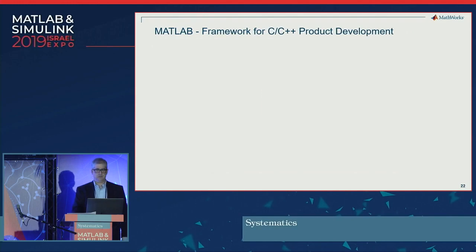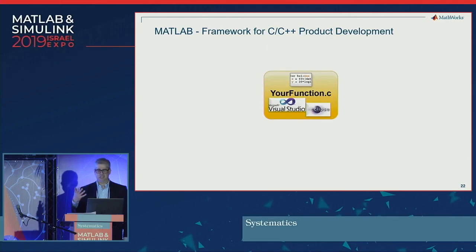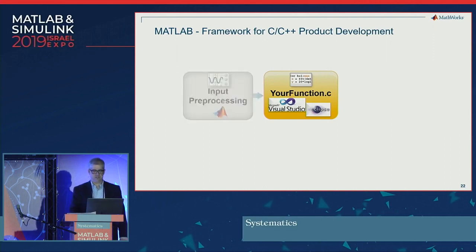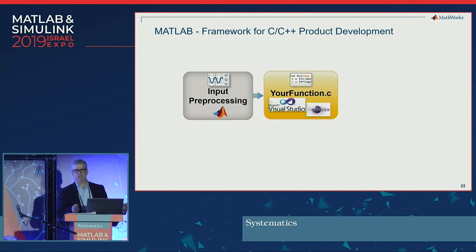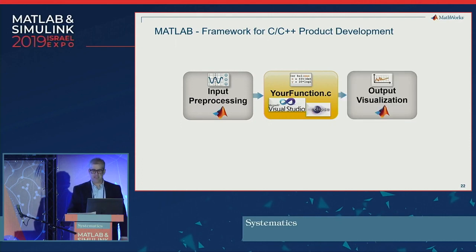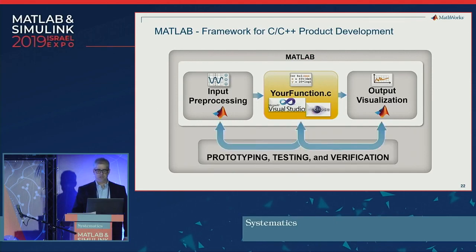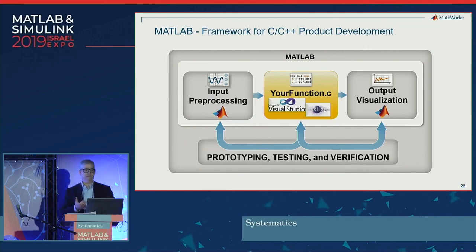Right. So the way this framework works, you've got a function in C. So this is from a C++ perspective. And this is how you would use MATLAB for testing. You've got a C function, your function here. You could do some input pre-processing to feed that function, to maybe represent what kind of data your camera is sending into your algorithm, rather. And then you could do some output visualization of the results and do this entire workflow inside of MATLAB, while also being able to do, so this allows you to do prototyping, testing, and verification.